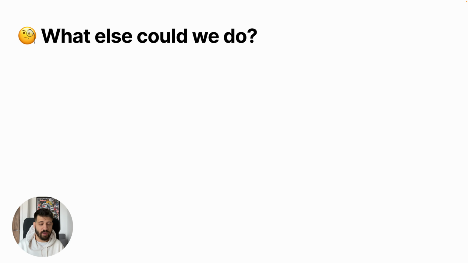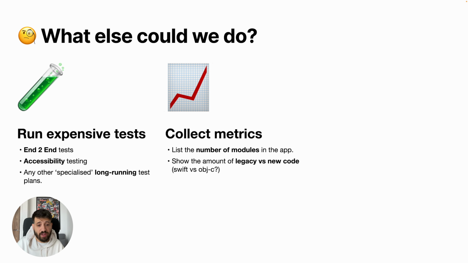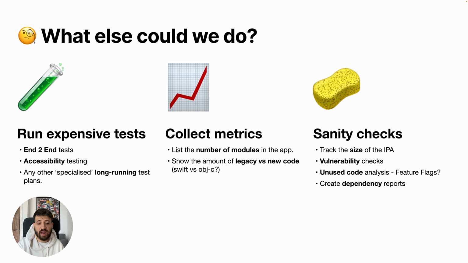So you could do things like running expensive test plans that you don't want to disrupt other team members, or you don't want to run very often because of cost, maybe because of how long or how flaky they might be. You can also collect metrics, so you could list the number of modules in the app, for example, if you're doing a modularization process, or show the amount of legacy versus new code that you've got in your app. And you can also do sanity checks, for example, so you could create dependency reports, track the size of the IPA to see that you're not adding a lot of non-optimized assets, and there's a lot of things you can do. So the world's your oyster, really.